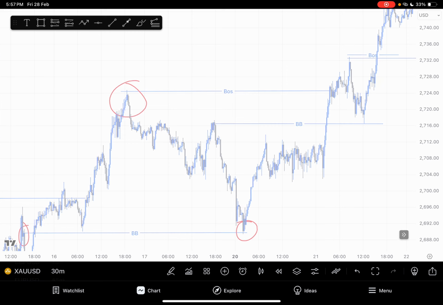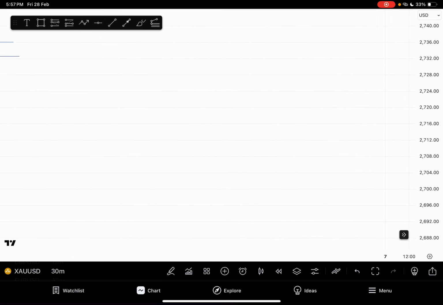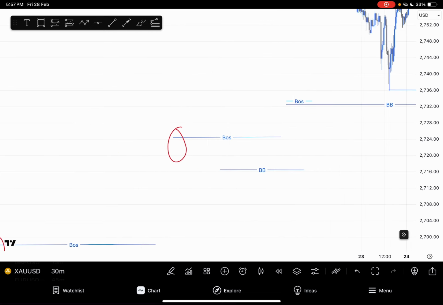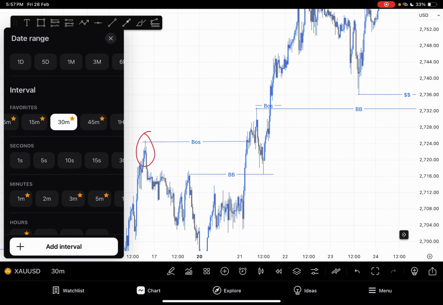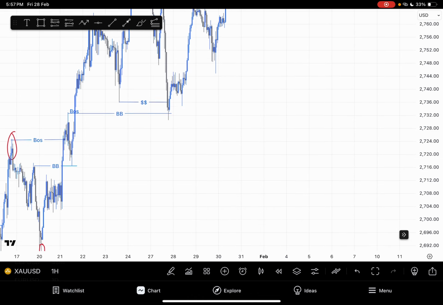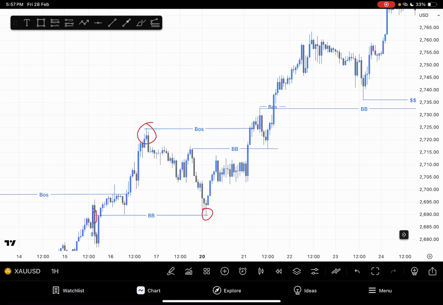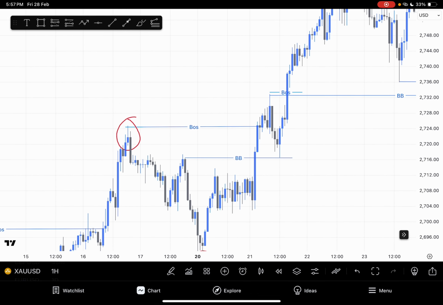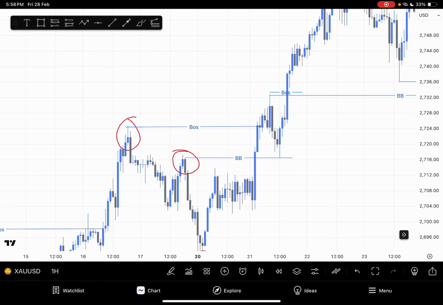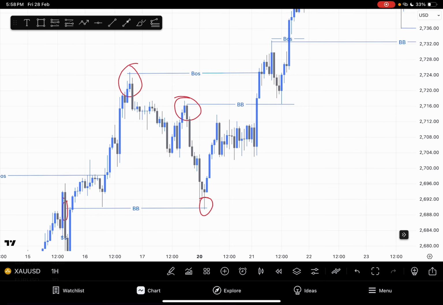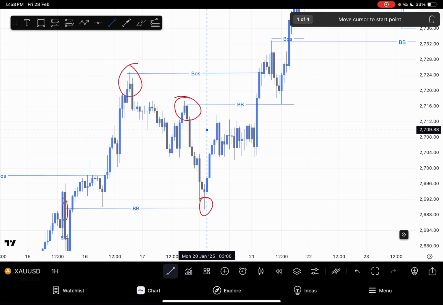So now you should go to the 30-minute time frame. Let's move to a higher time frame so we can spot the next one. Okay, let's still go higher, 1 hour, so we can spot the breaker block. Now see the breaker block here. How is the breaker block valid now? There must always be a liquidity grab. This is the liquidity grab here.